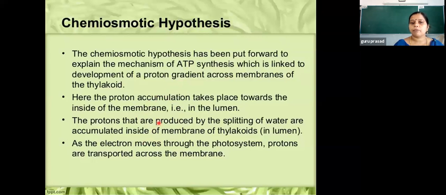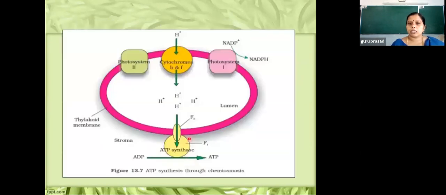How will this take place? Here are the three reasons. Proton accumulation takes place towards the inside of the membrane, in the lumen. How come? Because the splitting of water molecules takes place inside the lumen, hence the protons produced by the splitting of water increase the proton concentration inside the lumen of the thylakoid. As electrons move through the photosystem, protons are also transported across the membrane from the stroma. The electrons transferring from the electron acceptor will also carry the protons. We will explain this in detail with the diagram.